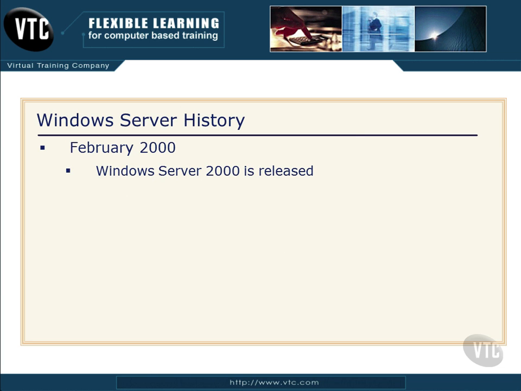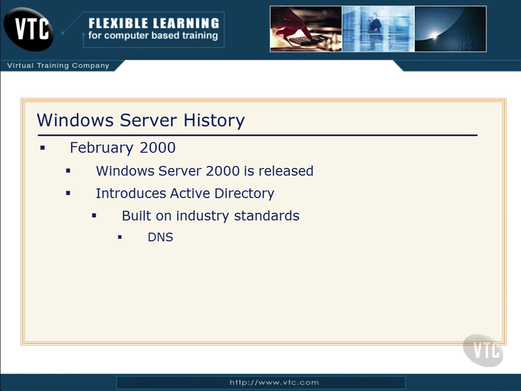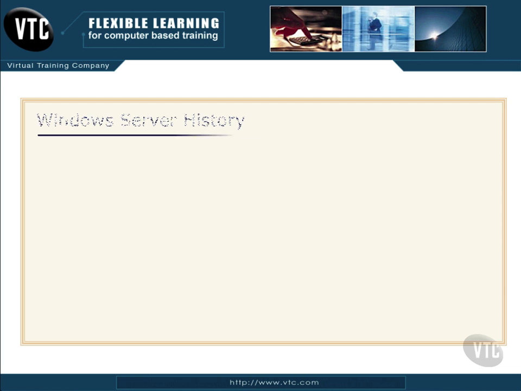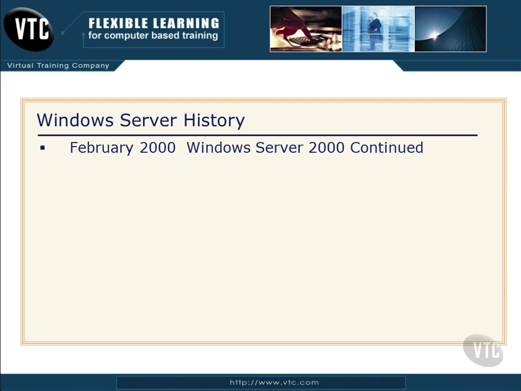Now in February 2000, Windows Server 2000 was released, and this was big. It introduced Active Directory. It really beefed up the inclusion of industry standards in Microsoft's server products, things like DNS, LDAP, Lightweight Directory Access Protocol, Kerberos for security, and things really started to change.